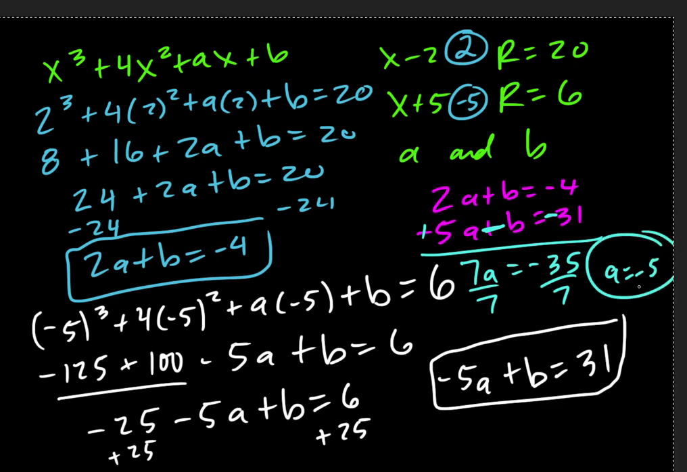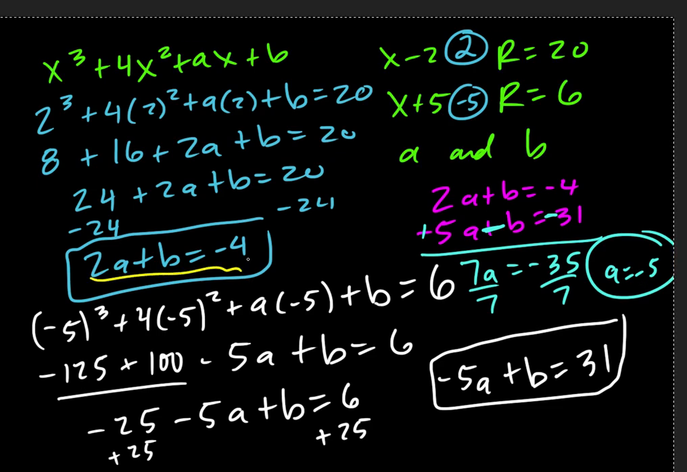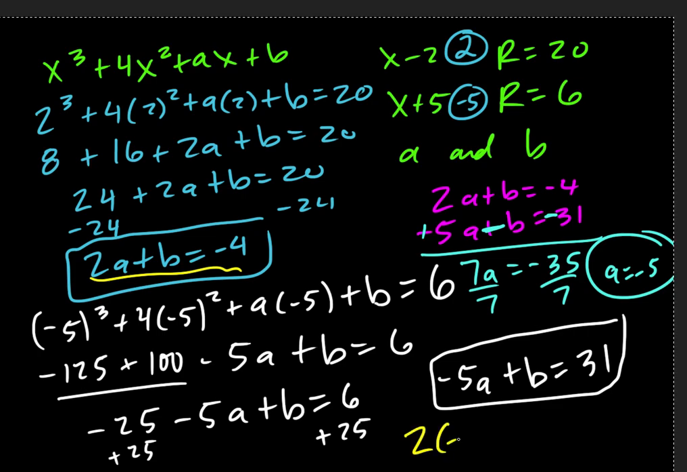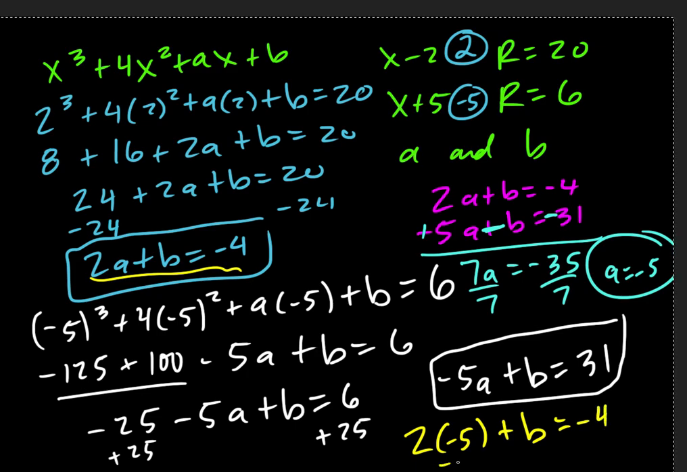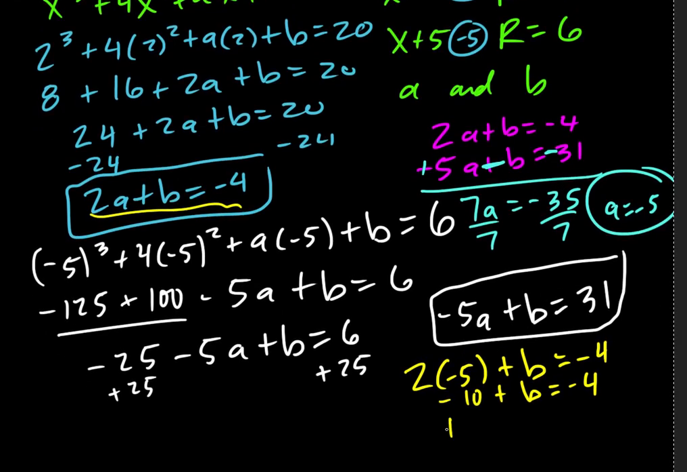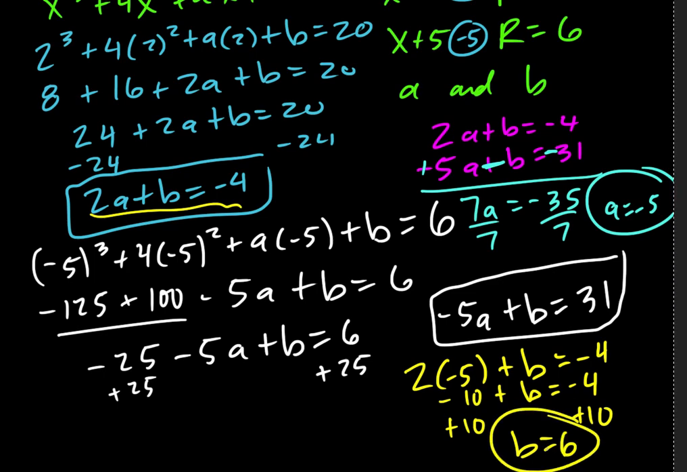And then if we just use that answer in this equation, we're going to get 2 times negative 5 plus b is equal to negative 4. It's going to be negative 10 plus b is equal to negative 4. Then we add 10 to both sides. And b is equal to 6. So a is negative 5, b is 6.